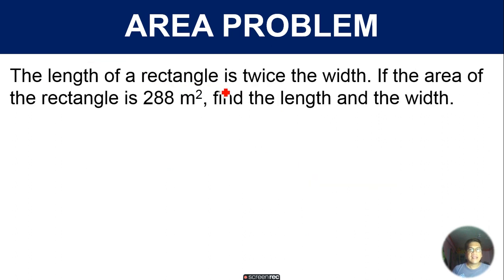The length of a rectangle is twice the width. So, meaning to say, when we say twice, you multiply it by 2. It's different from 2 more than the first number, where you add. But if it is twice, meaning to say, you multiply. So, again, the length of a rectangle is twice the width. So, the length would be twice the width. If the area of the rectangle is 288 meters squared, find the length and the width.